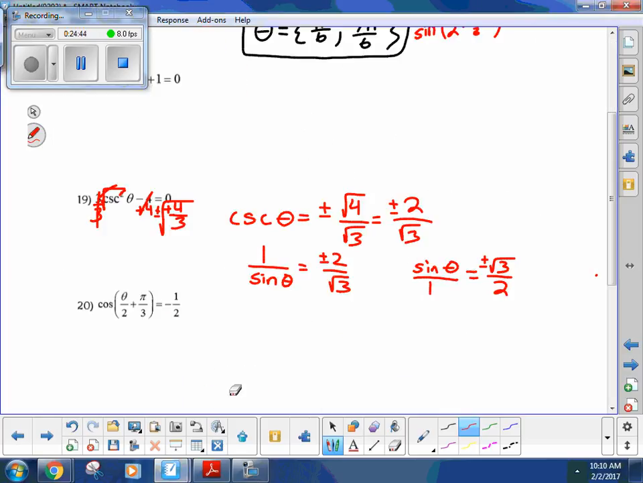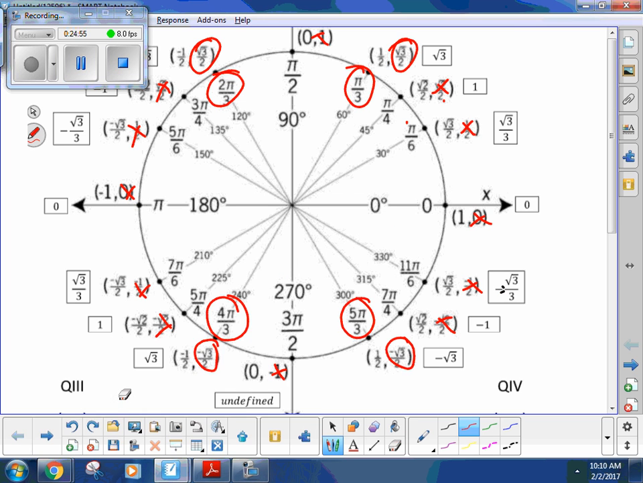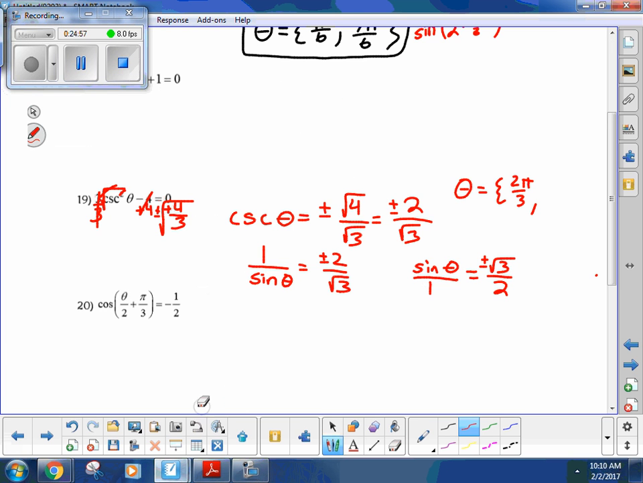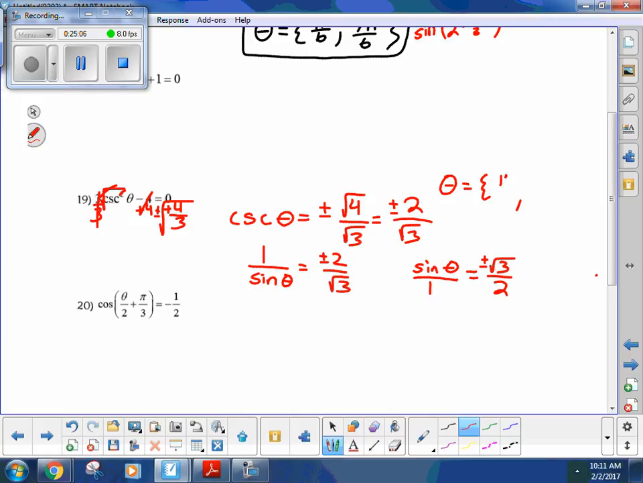So when I come back here, all you need to write down is 2 pi over 3. Let me go back. I think I'm supposed to start with pi over 3. Yes. So I'm going to come back over here and just put it in order. Oh, it's not going to let me do that, so I'm going to erase. Pi over 3, 2 pi over 3. I think it was 4 pi over 3 and 5 pi over 3.